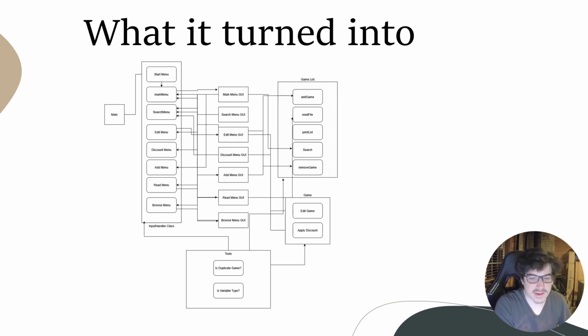This is just a more general idea of what the architecture actually ended up looking like by the end of it. With the GUI, I ended up having a bunch of different classes for each graphical user interface that it communicates between. So it goes in between the input handler and the game list, as you can see there. And then you have the tools class at the bottom for more general functions. I wanted every class to be able to just import the tools class.